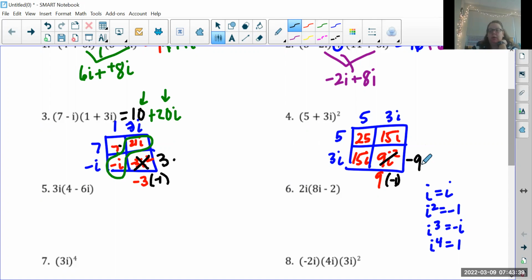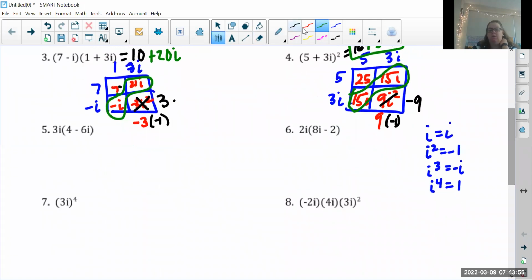So when I combine 25 and minus 9, that gives me a 16. And then I'm going to combine the like terms, 15 and 15 gives me 30, so this is plus 30i. That's the final answer for this one.